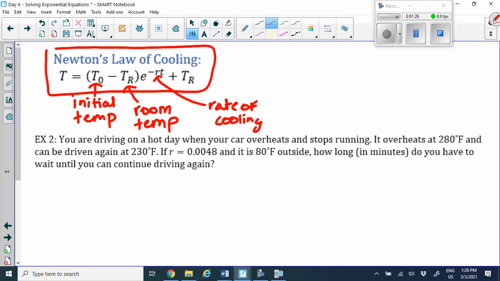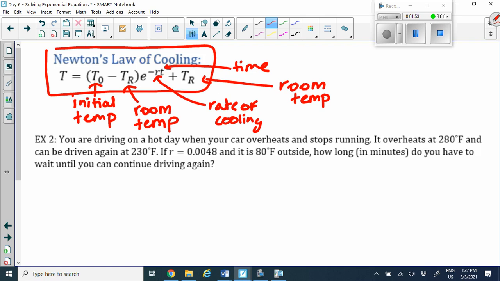I think we should know what T represents. That represents time. And then once again, we have that plus T sub R. Once again, that is just your room temperature. Okay. And when it says room, that means either your inside temperature or the outside temperature. Like if you were in a room, what is the temperature? Or if you were outside, what's the temperature outside?